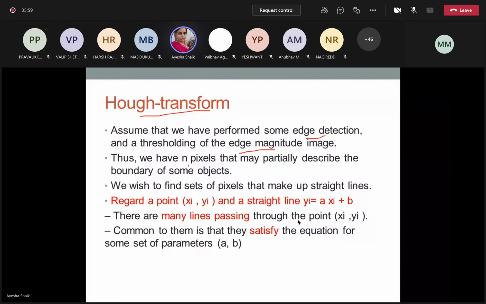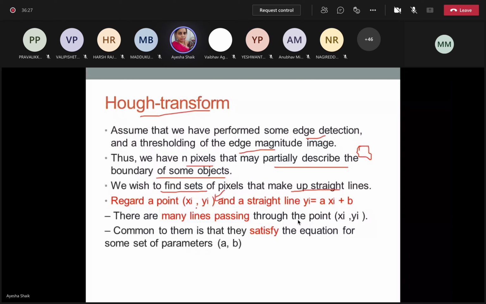So we have some n pixels which will partially describe the boundary of some objects. If we take an object boundary, by using some pixel values we can define that boundary. And we wish to find sets of pixels which will make up straight lines. We don't want the pixels which define the boundary, but we want the pixels which will give the straight lines. So how will we find that?